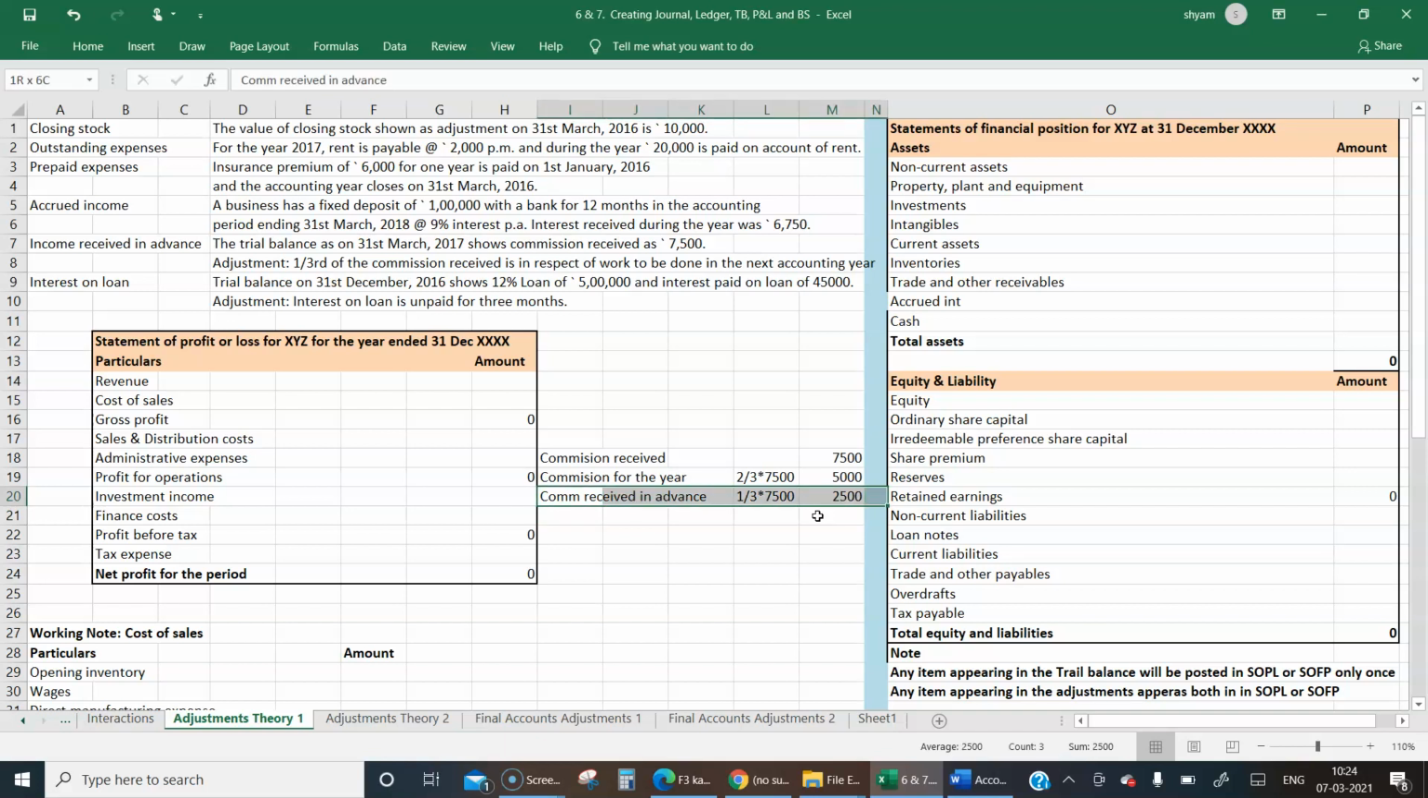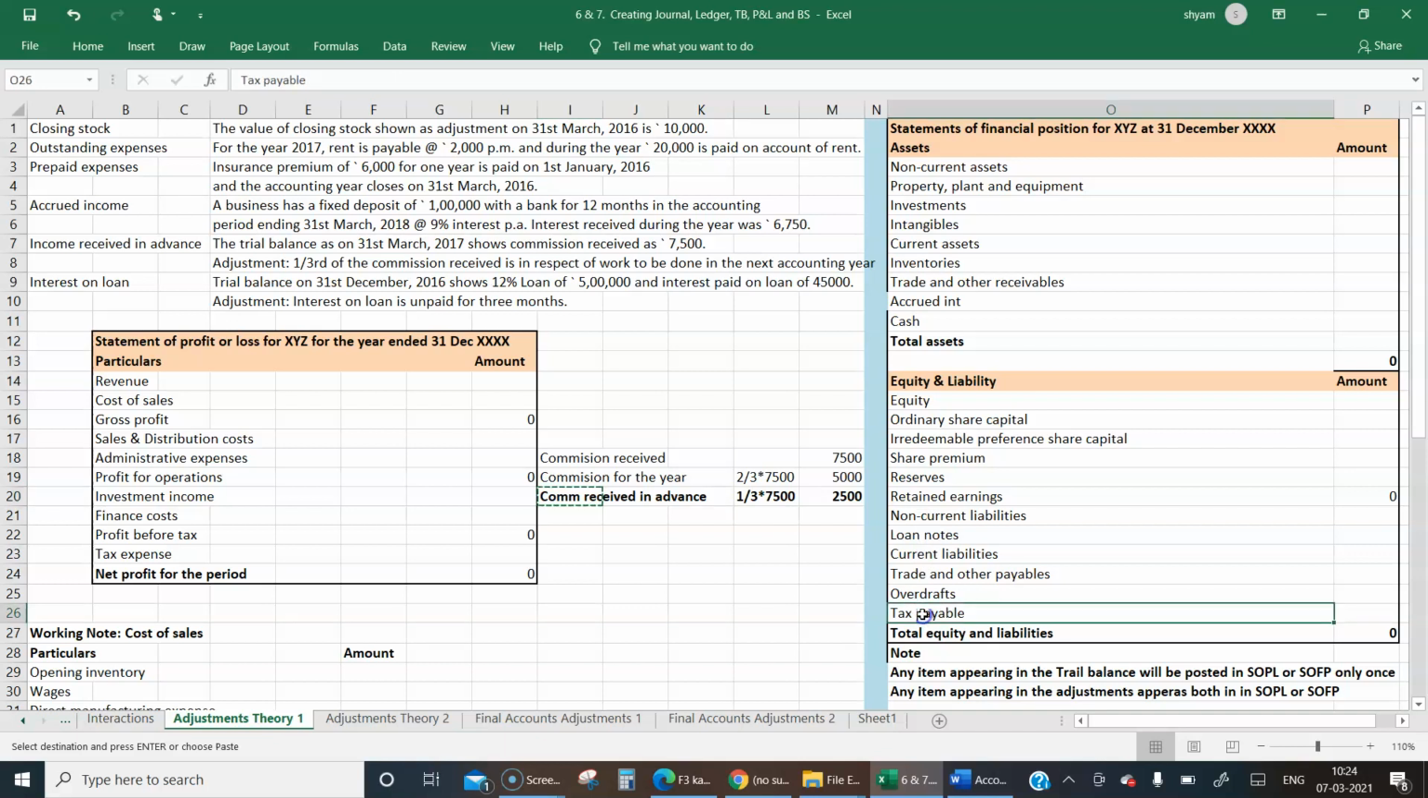First, see, this is the adjustment here. So this alone we will show first. Commission received in advance should not be shown in the P&L. It should be shown only as commission received in advance, which is a liability. So they have to show it in the current liabilities part. So they can show it here.